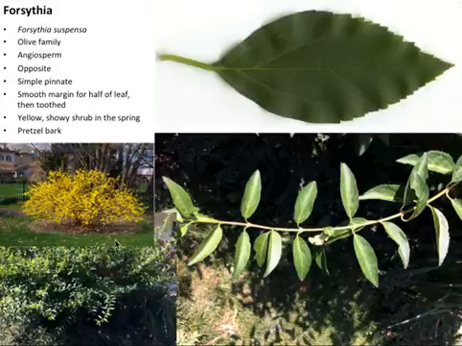It has very pretty yellow showy flowers in the spring, and it has pretzel bark. Kind of a bark that looks like it's got almost salt on it, like a pretzel. So that's a unique feature of Forsythia. But it is a shrub, and it does get really pretty yellow flowers in the spring. So that is our second group of plants.